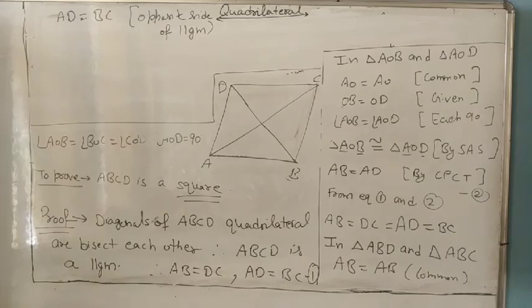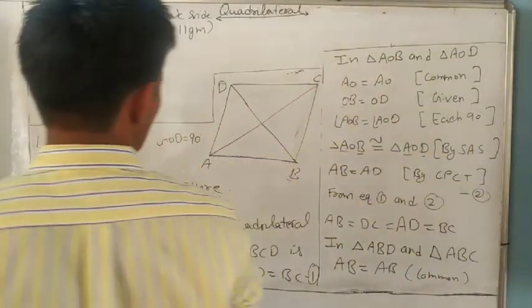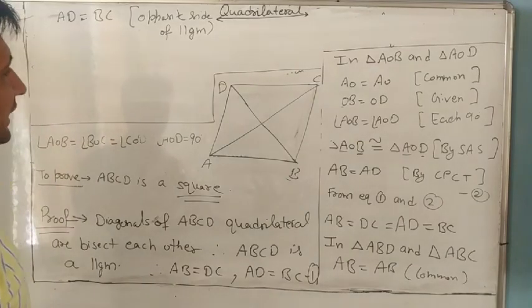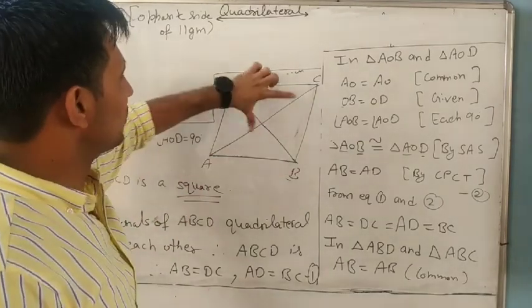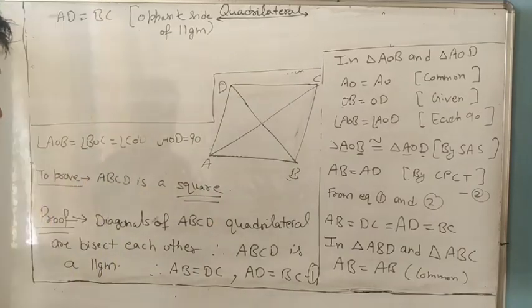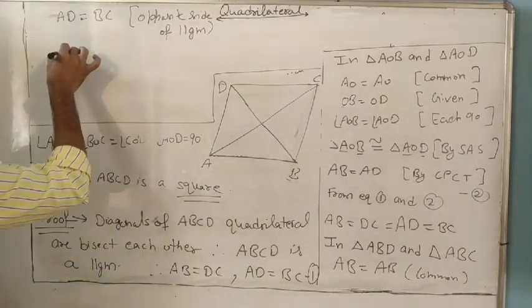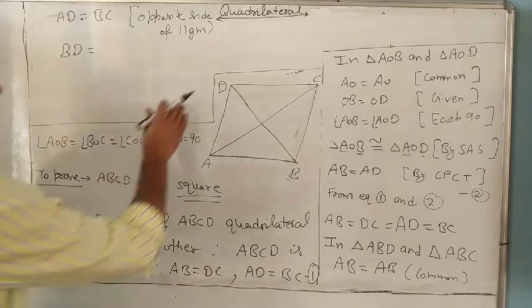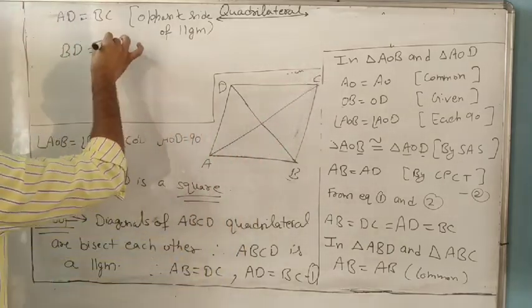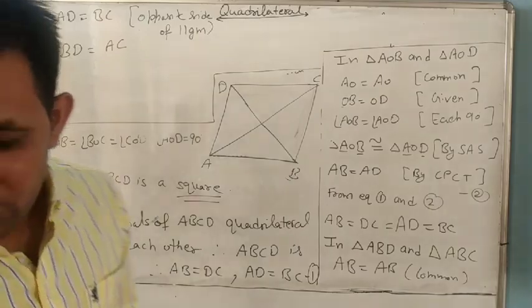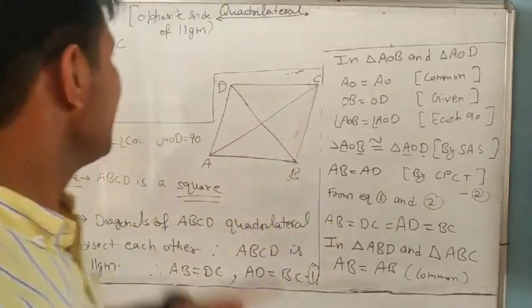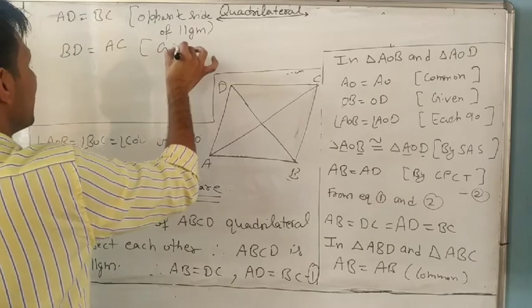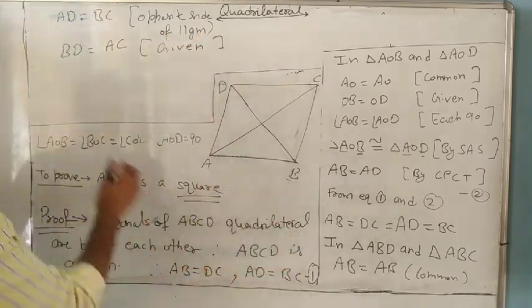Next, how will you prove that? Can you say that BD equals AC also? Yes, do you write? BD equals AC. Why? Because it is given in the question. Diagonals are equal. It is given. And if it is given, it means both triangles are congruent.